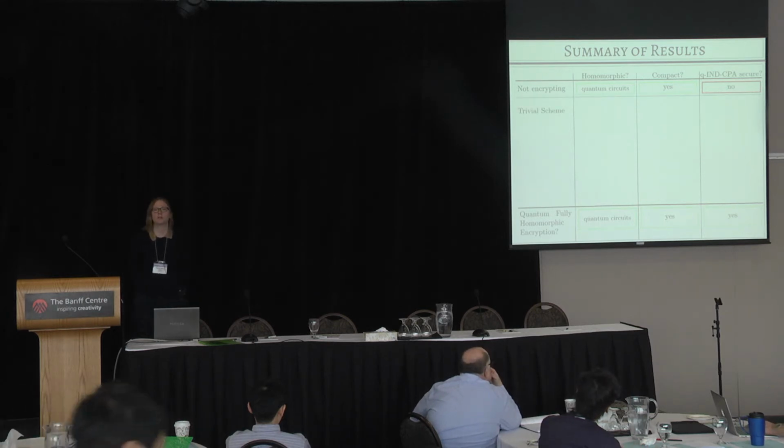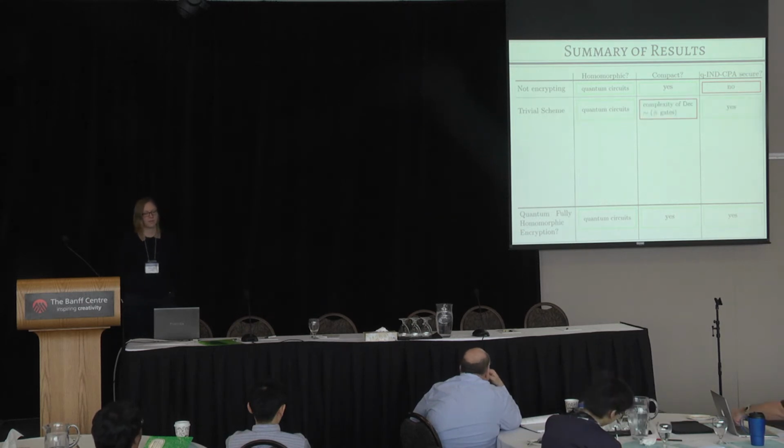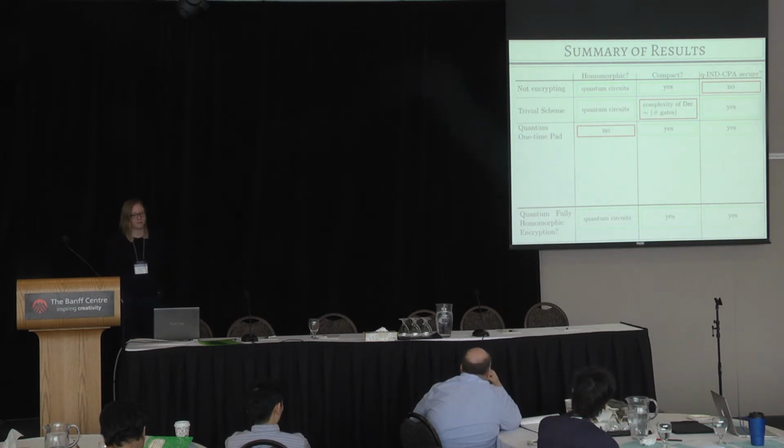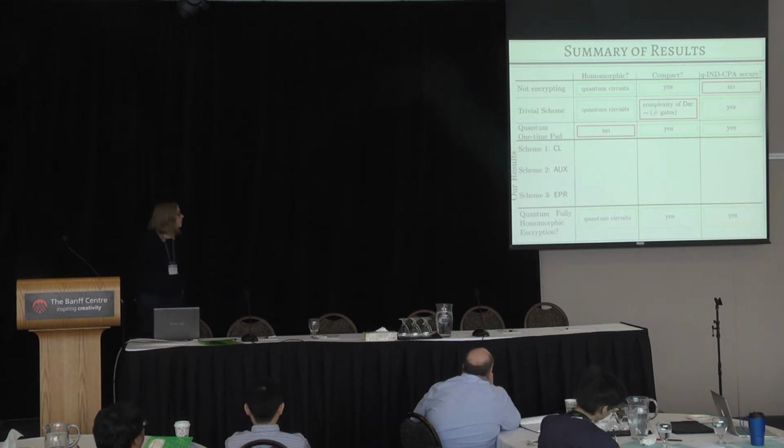And as I mentioned before, the trivial scheme that I showed you is homomorphic for all quantum circuits, and it is secure, but it's not compact. So the complexity of decryption scales with the number of gates in the evaluated circuit. And another thing that we can do trivially is some kind of quantum encryption, like the quantum one-time pad. This would not be homomorphic at all, but this would be compact and secure. So getting any two of the three properties is easy, but getting all three properties at once is the real challenge.